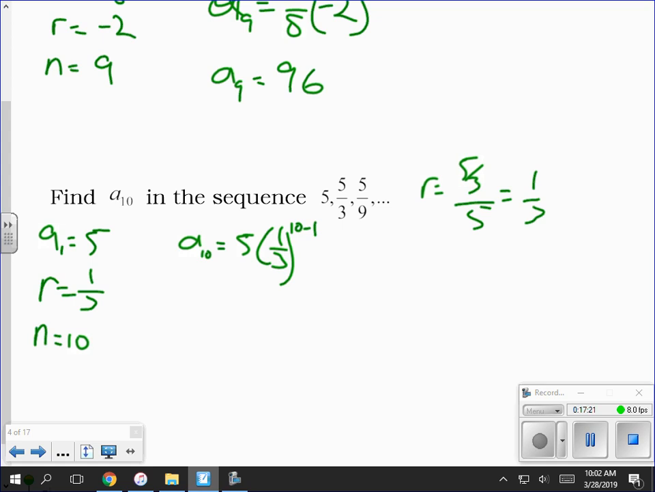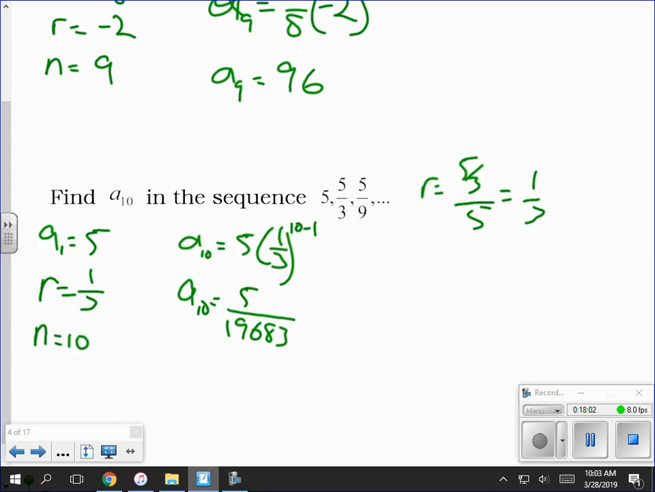Okay, so let's see. I'm going to take 1/3 to the 10 minus 1. That's the 9th power. Oh, no, mine gives it to me exactly. I got 1 over 19,683 when I did the 1/3 part. What a number. I did not multiply that times 5 yet. Now I multiply that times 5. A sub 10 is 5 over 19,683.